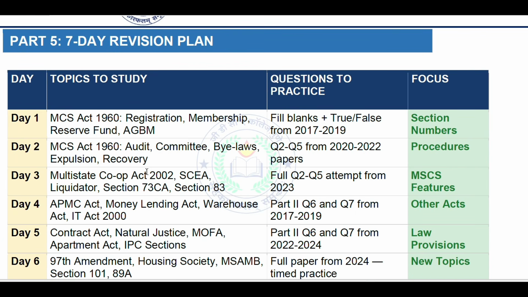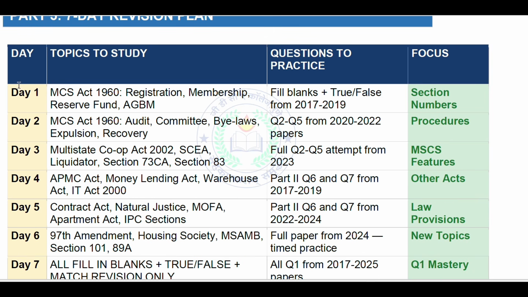Part 5, day-wise revision plan for a particular subject. You can do this as well. Here I have made a table with columns: day, topics to study, questions to practice, and focus. Day 1: MCS Act 1960, registration, membership, reserve fund, AGBM.